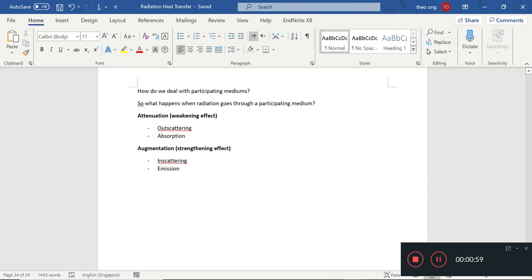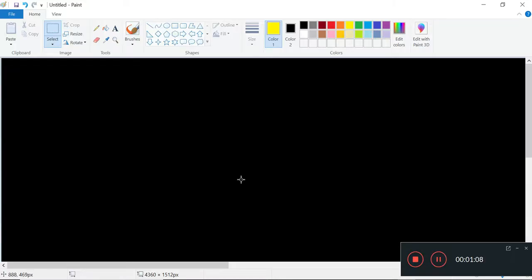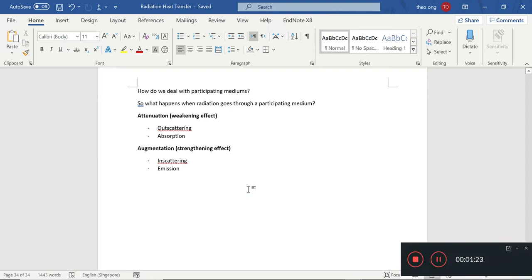So anyway, the weakening effect. First thing first, how do we think about the weakening effect due to absorption and scattering? Let's consider some radiation going through a medium. What quantity would we use to describe radiation? What quantity is best used to describe the radiation?